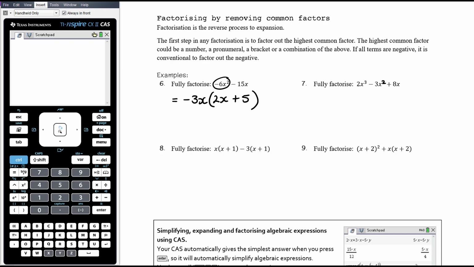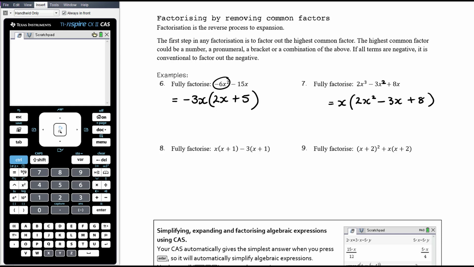And there's x in common to all of them. The highest power of x that's in common is just the x to the power of 1. So we'll take out x, and when we do that, we're going to be left with 2x squared minus 3x plus 8. And that's as factorised as that will go.